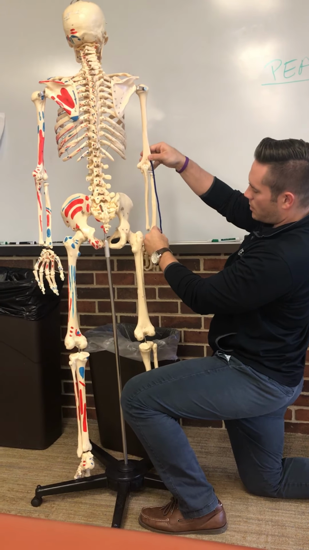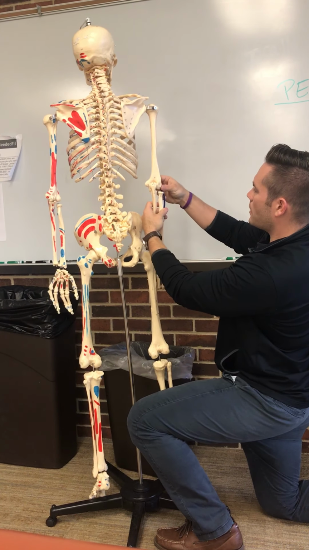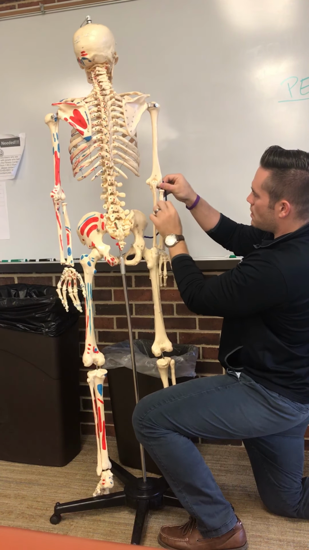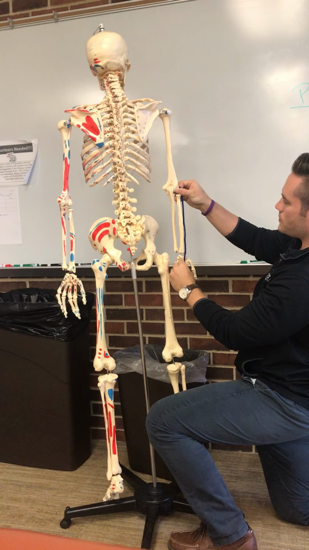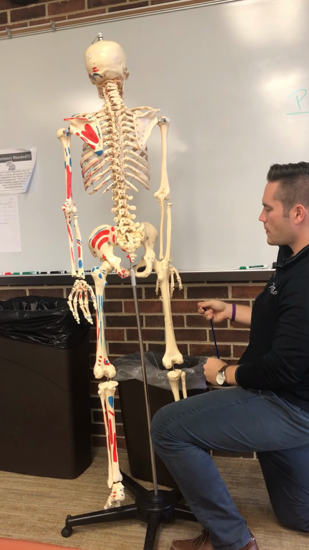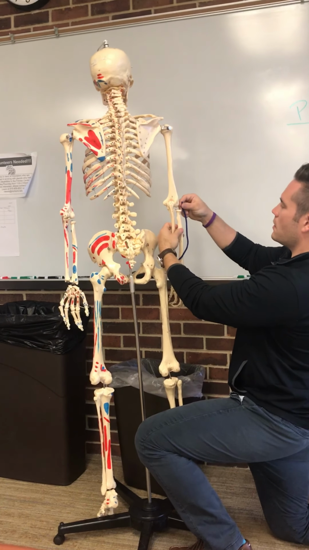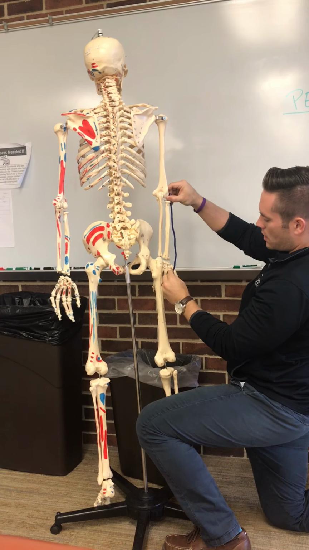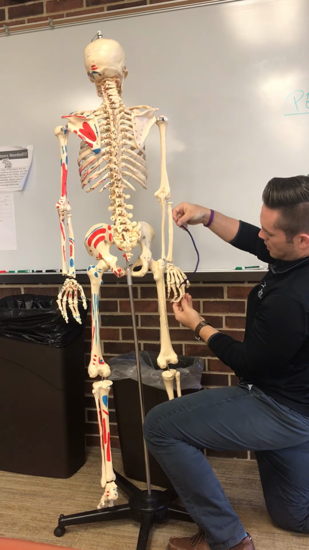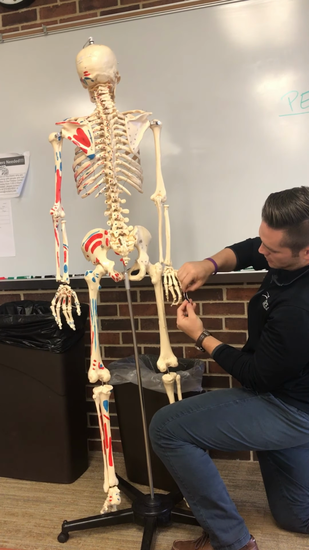And then the extensor carpi radialis brevis. The radialis brevis will be the shorter of the 2. This one will originate at the lateral epicondyle, and it will run to the base of the 3rd metacarpal. And then we've got the extensor digitorum. Again, the origin is the lateral epicondyle, and the digitorum will run to the distal parts of the 2nd through 5th phalanges, so these are the ends.